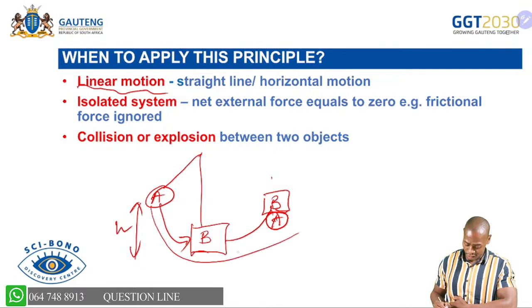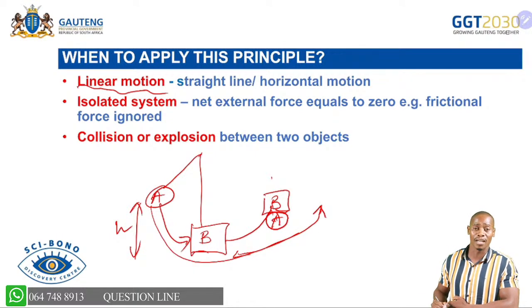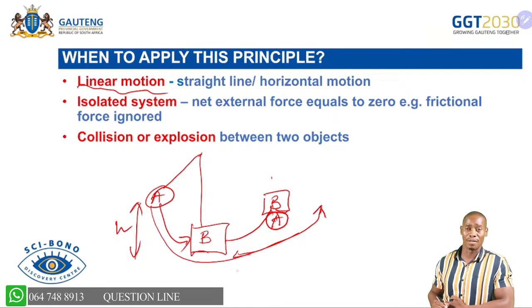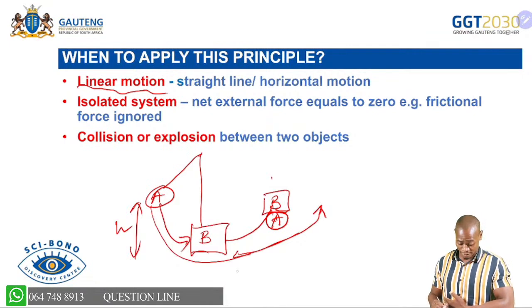Yes, there is collision, the system is isolated, frictional force is ignored, but look at the motion. The motion is circular, all right? So since the motion is circular, we cannot apply the principle of conservation of linear momentum. You need to check these three conditions before you decide to apply this principle. One, check whether the system is isolated or not. Two, is the motion linear? Three, is there collision or explosion between two or more objects? In this case, there is collision, sorry, not explosion. That is condition number one.